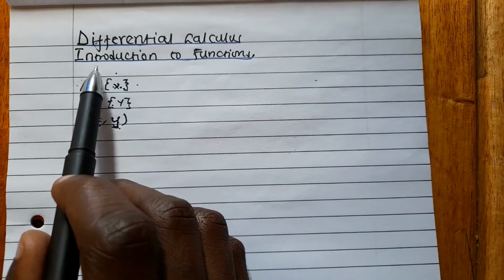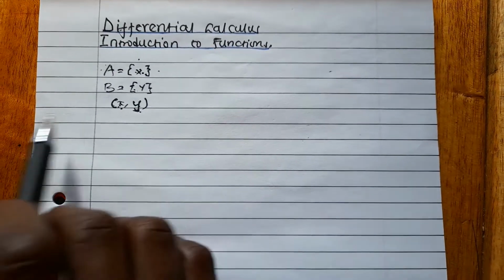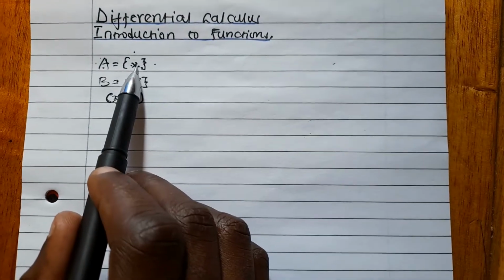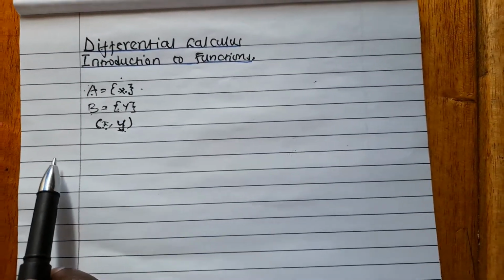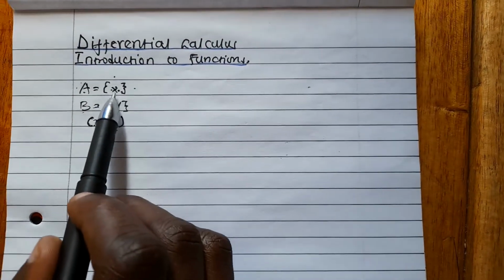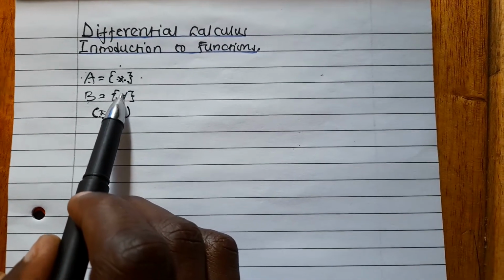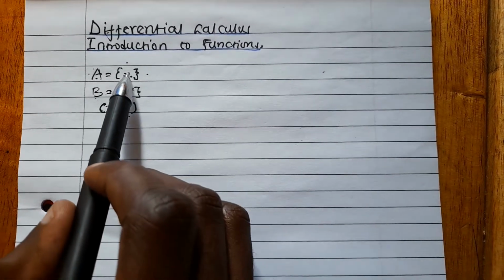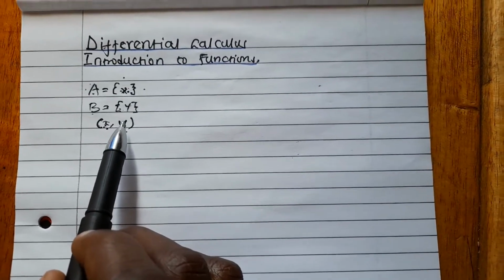And here today we are going to introduce functions, so introduction to functions. Suppose I have two sets, the set A, which consists of element X, and the set B, which consists of element Y. You realize there could be a relationship that maps the element X in A to the element Y in B. Such a relationship that maps the element X to the element Y is called a function.